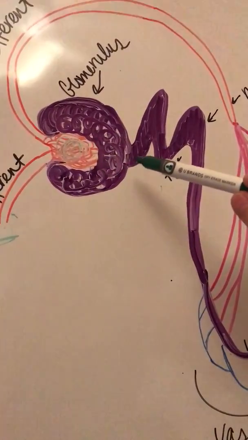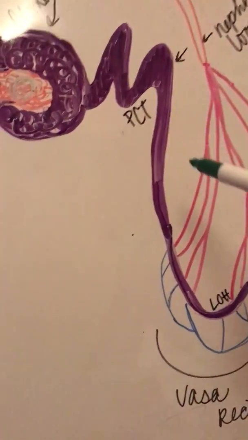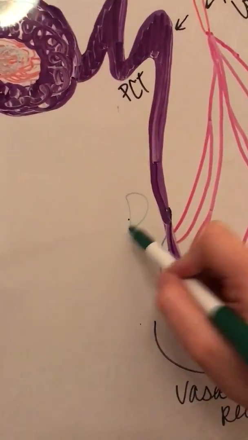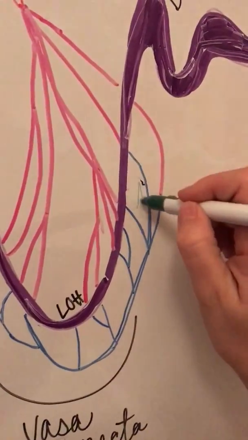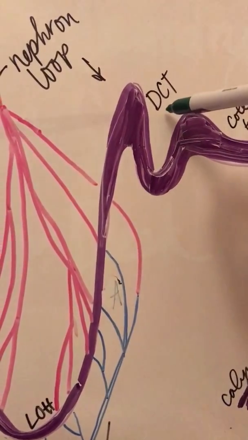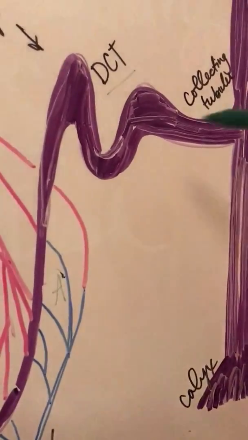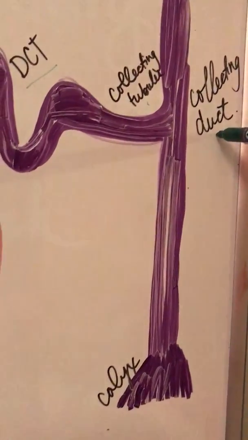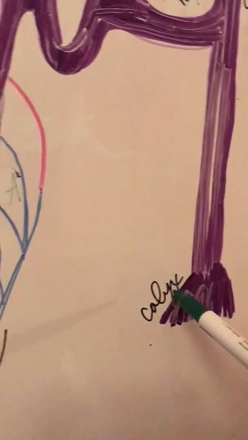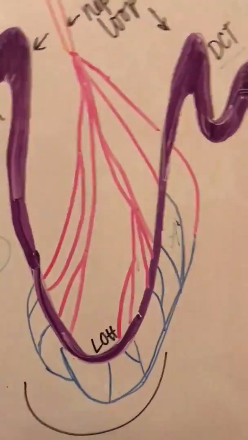This goes down into the proximal convoluted tubules, which then transitions into the descending loop of Henle. Bottom is the loop of Henle, and then it goes up into the ascending loop of Henle, which transitions into the distal convoluted tubules, which then turns into the collecting tubules, to the collecting duct, which turns down into the minor and major calyxes in the kidney.